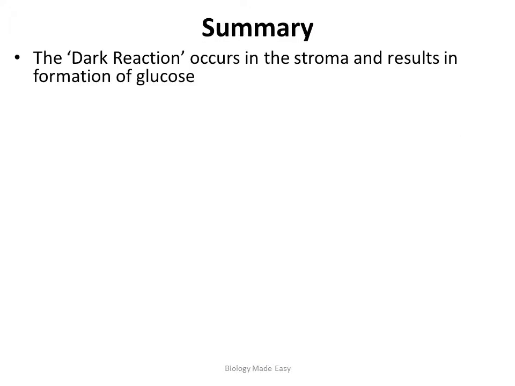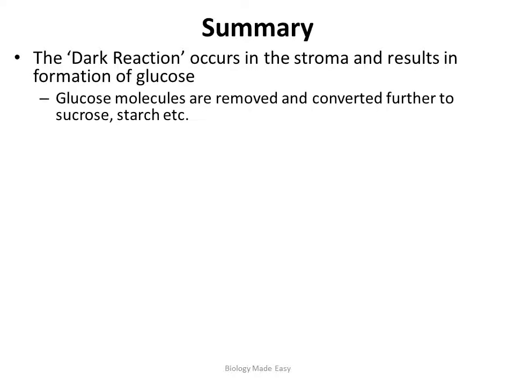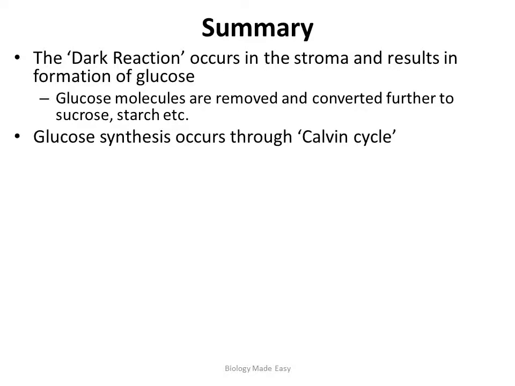We shall summarize in the end. The dark reaction occurs in the stroma and results in formation of glucose. The glucose molecules are then removed and converted further to sucrose and starch, etc. for storage. Glucose synthesis occurs through Calvin cycle, where carbon dioxide and water form glucose using ATP and NADPH.